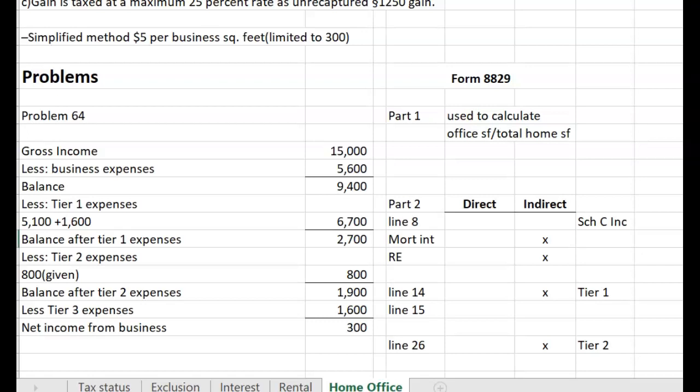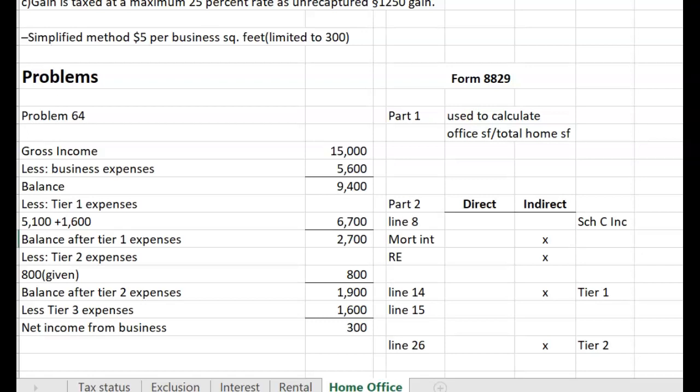So in the textbook on problem 64, it says Rita owns a sole proprietorship in which she works as a management consultant. She maintains an office in her home, 500 square foot, where she meets with clients, prepares bills, and performs other work-related tasks. Her business expenses, other than home office expenses, total $5,600.